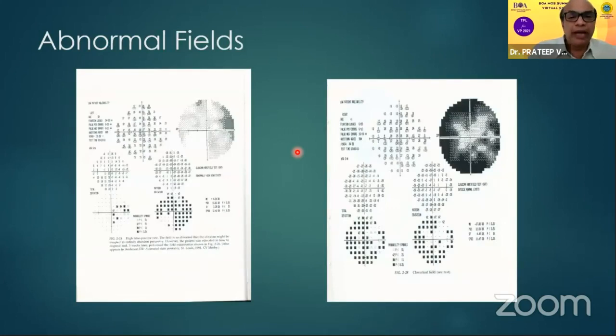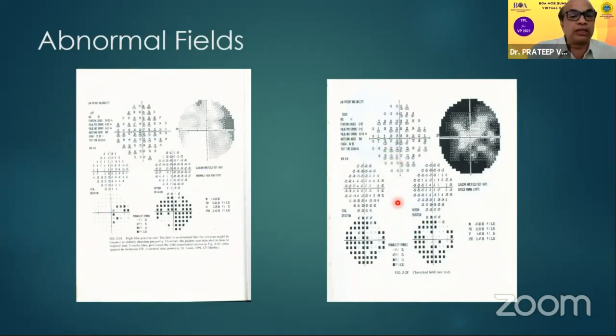So when you get the printout of the perimeter, what would you see? First you take an overall look at this, and if you have these kinds of fields available with you, I don't get any information out of this. But when you see the total deviation plot, the pattern deviation plot, the grayscale, it's all white. And if you look here, then it's most of the black, and in the center, there is a small seeing area. But if you look at it carefully, you will see that it's a clover leaf defect where the patient has not performed the test well. And you can see that there are lots of false negative errors.